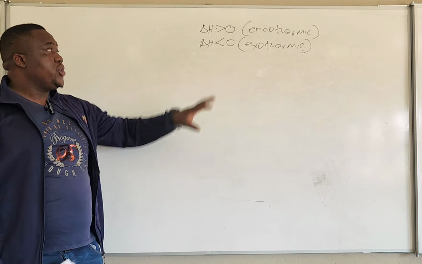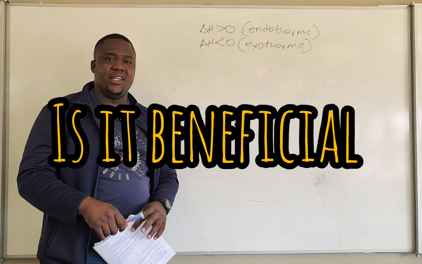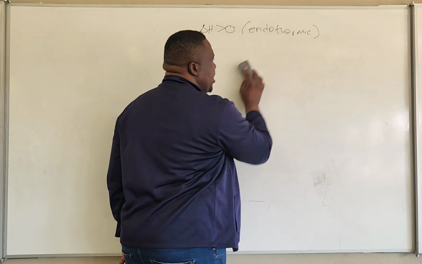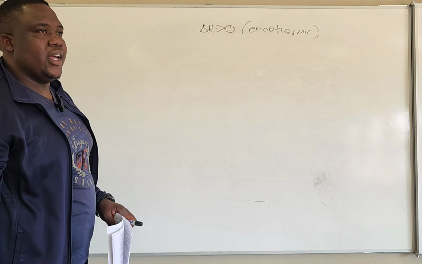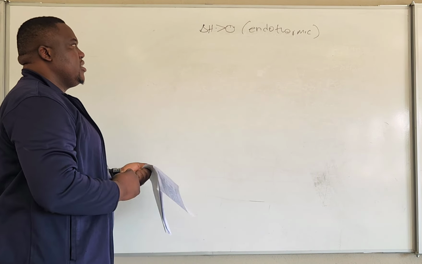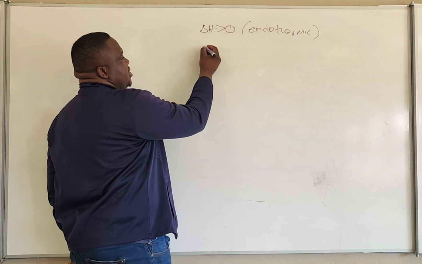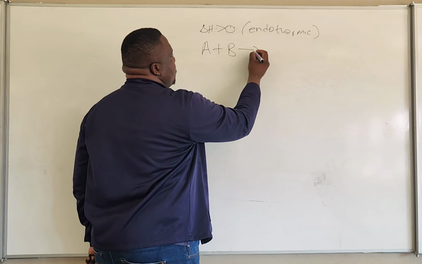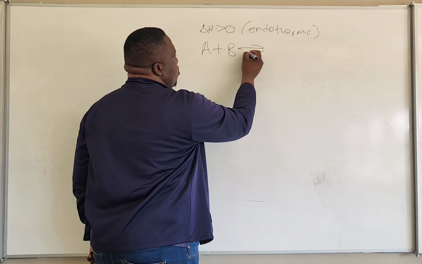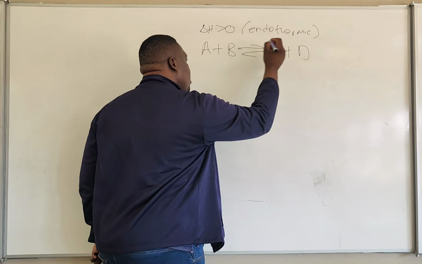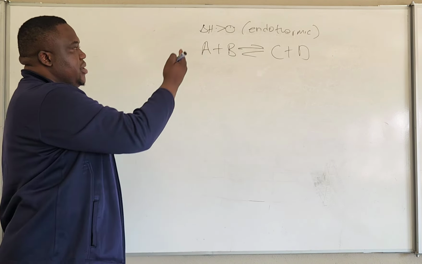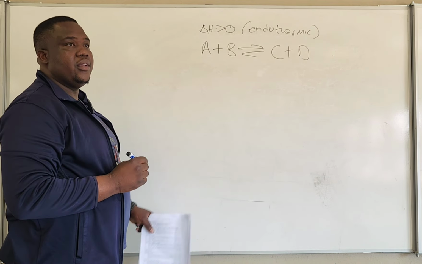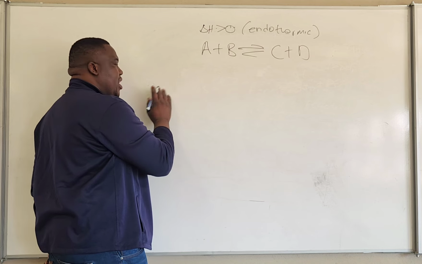Then we need to explain what is happening. Let's say I give you a reaction and I say the reaction is endothermic, and I have A plus B, a reversible reaction, where I form C and D. This means that this reaction is endothermic. It's very important for you to understand this.